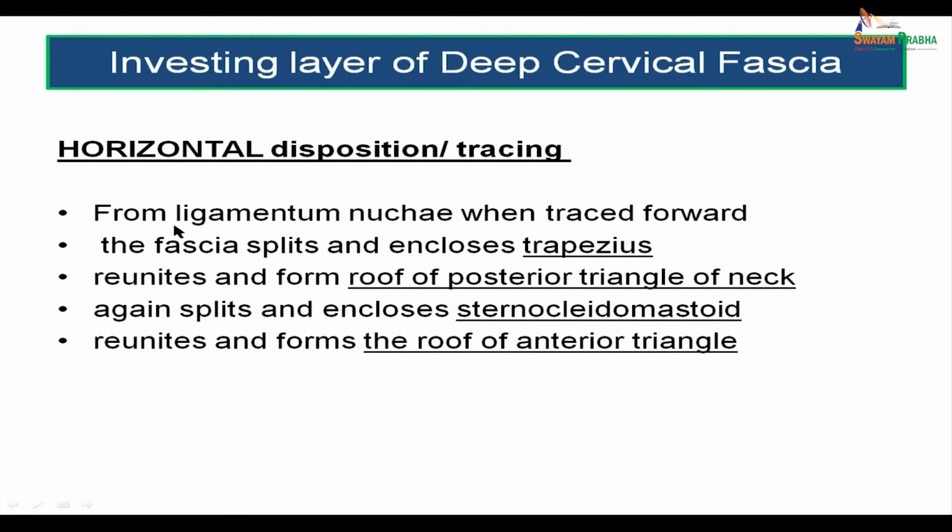We can trace the fascia horizontally. It starts from the region of the ligamentum nuchae, passes forward, splits to enclose the trapezius, reunites, and now it forms the roof of the posterior triangle of the neck. Then it again splits and encloses the sternocleidomastoid muscle. Then it reunites and forms the roof of the anterior triangle of the neck.